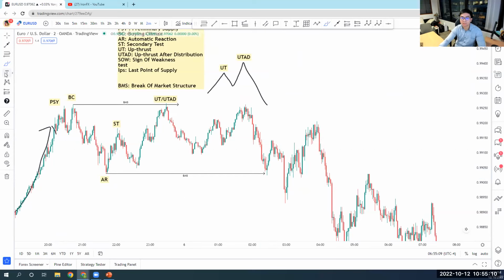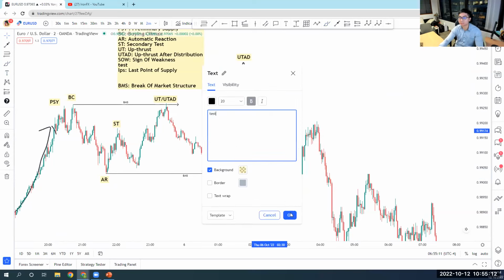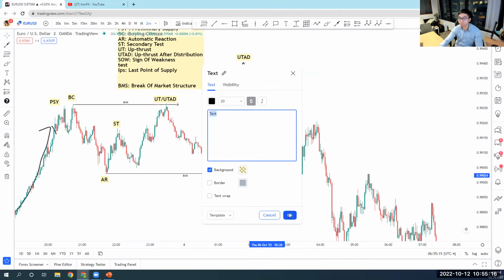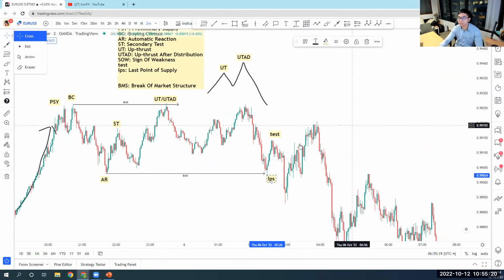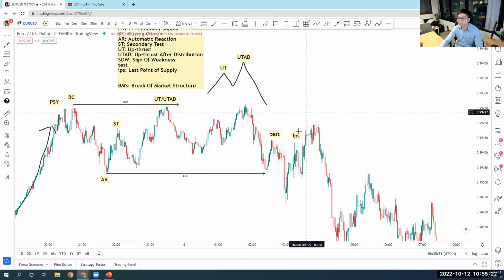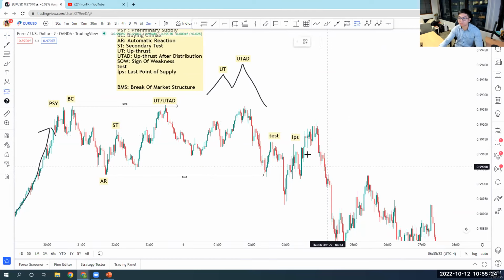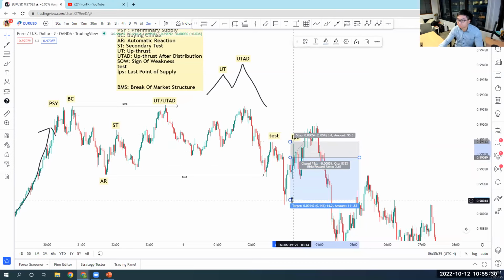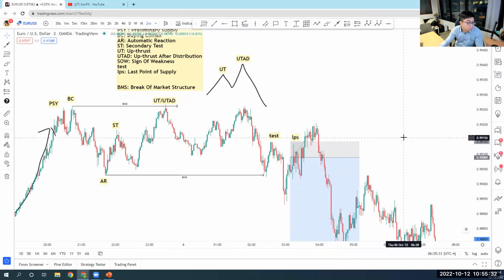So let's say if you guys label this area as test, and price comes down to clear one more time. Wait, let me bring up LPS. So let's say you guys think that LPS might happen here. You guys are trying to short. Remember I told you, stop loss above the test area. So you guys will probably hit stop loss by then.